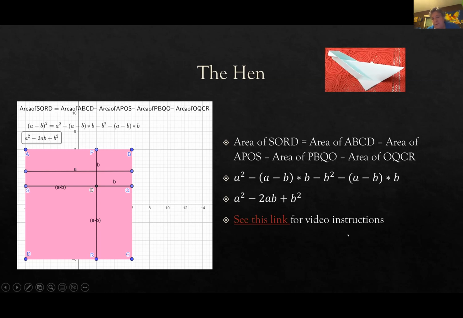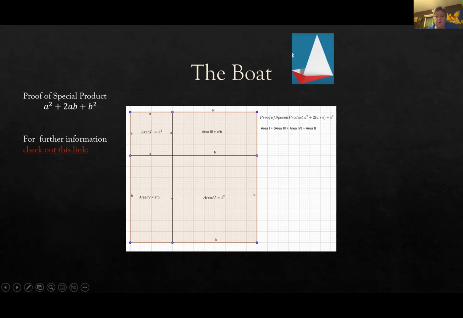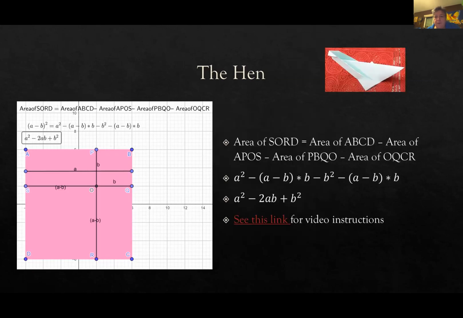Kind of looking at it in terms of areas going back, the area SORD basically is equal to the area of ABCD minus the area of APOS minus the area of PBQO minus the area of OQCR. And that's in essence what the formula shows. A little bit more complicated than the boat, which is the next slide.